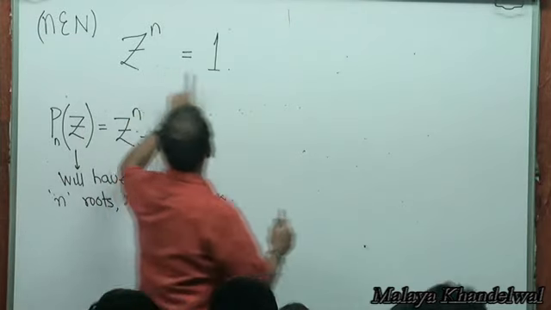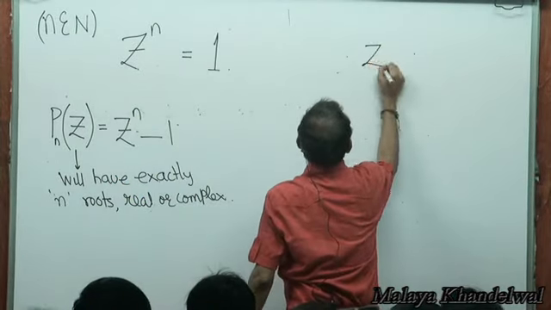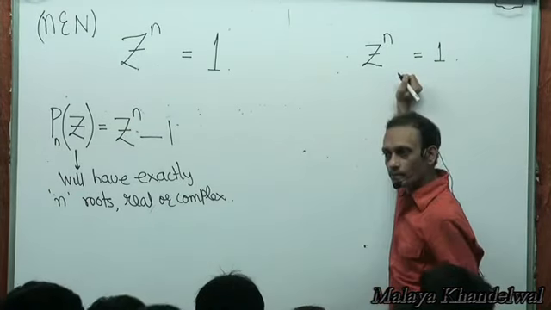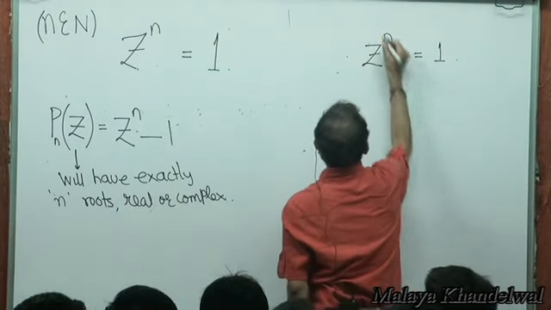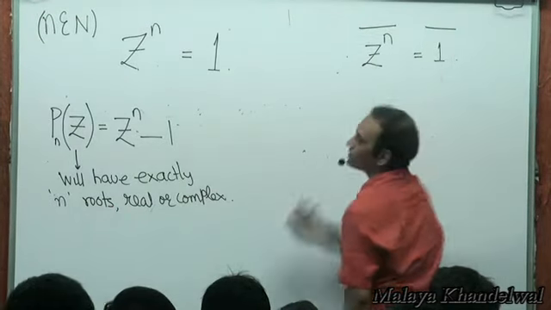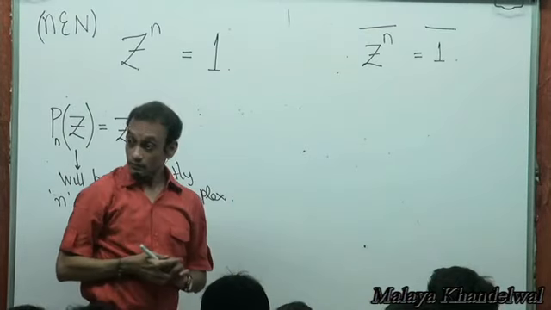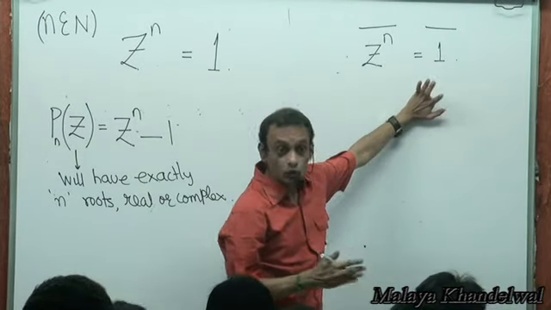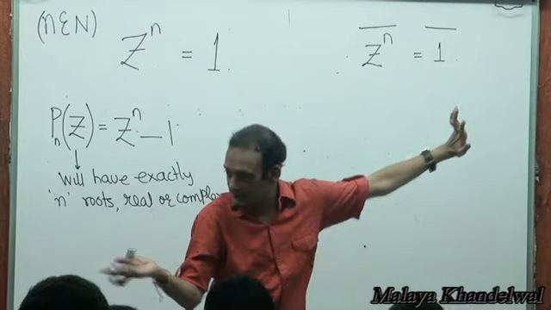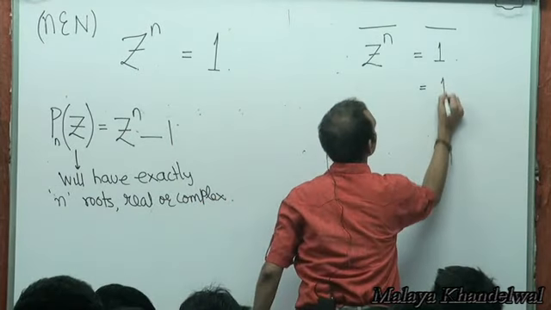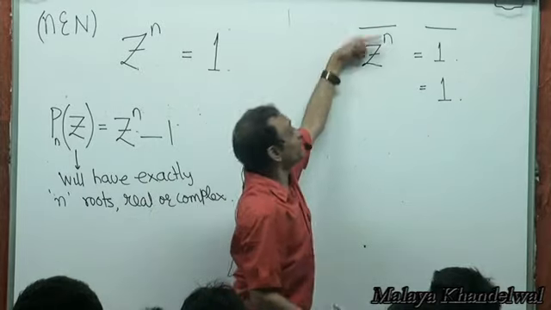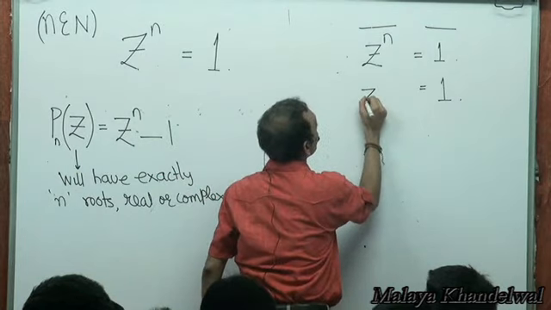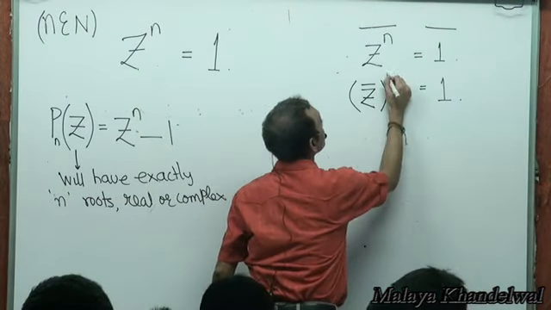You can also see that straight out of this. If z is a root and z to the power n equal to 1, let me take the conjugate of both sides. Conjugate of 1 will be 1. Conjugate of a real number would be the number itself. Conjugate and the power n are interchangeable. Conjugate of z to the power n would be conjugate of z whole to the power n.